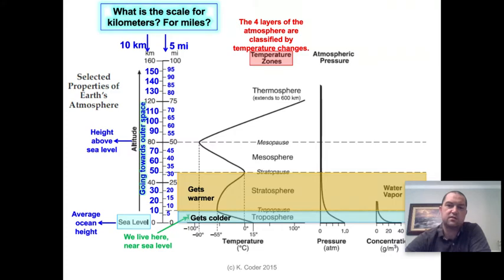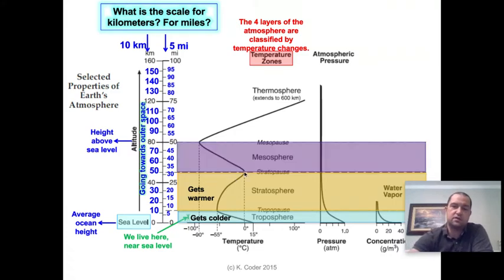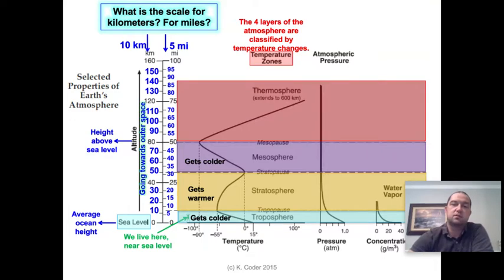The next layer is the mesosphere. It starts where the stratosphere left off at 0 degrees Celsius, and then it gets colder all the way to negative 90 degrees Celsius. Then our last layer, which extends actually out to 600 kilometers, though our chart only goes up to 160 kilometers, is the thermosphere. In the thermosphere, it can get very warm, as you see here at 100 degrees Celsius, roughly 120 kilometers above the Earth's surface.